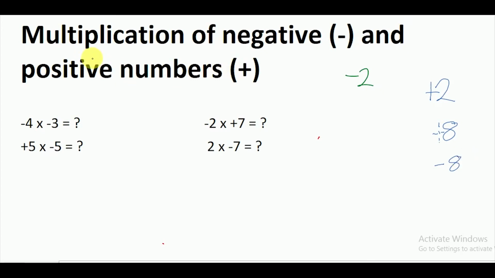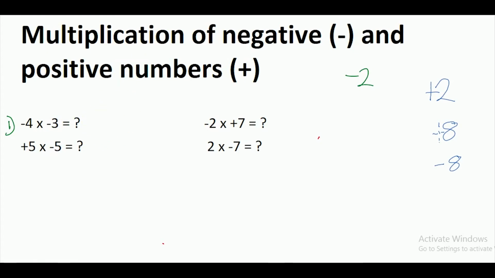Okay, with that, now let's start what we have for today. Multiplication of negative and positive numbers. The first one here says minus 4 times minus 3. What I've seen most students do is that they tell me the answer is minus 12, and I ask them why. They say something like, bring one minus here, then 4 times 3, 12. Which is very, very, very wrong. I would disagree with this.